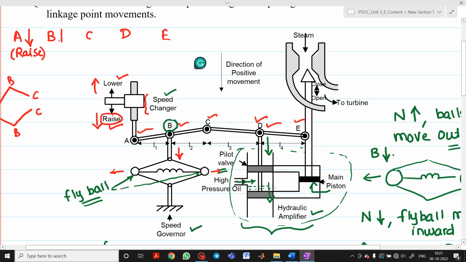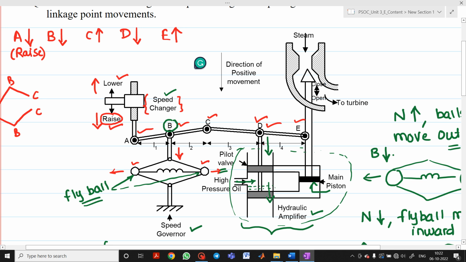So more the speed, what happens? A will be in the downward direction, that is at raise position. B also will move in the downward direction. Now exactly the opposite will take place for C. As B is in a downward direction, C will be in the upward direction, D will be in the downward direction, and E will be in an upward direction. What is the meaning of that? As the speed is more, the speed changer will move in a raise condition, that is in downward condition. It is sensed by these two fly balls, and the fly balls will move in an outward direction. Point B will move in the downward direction. Point C will move in upward direction.